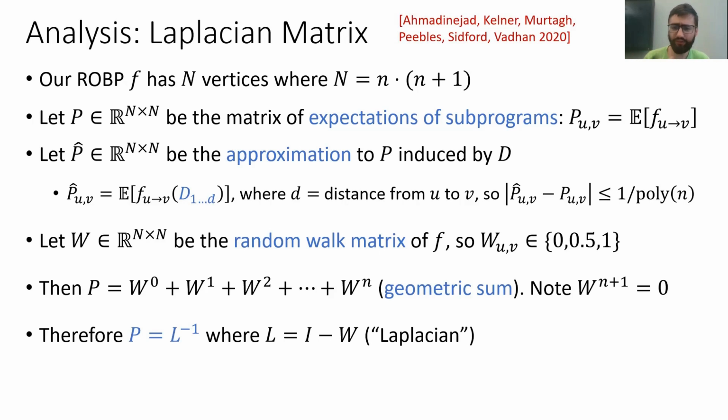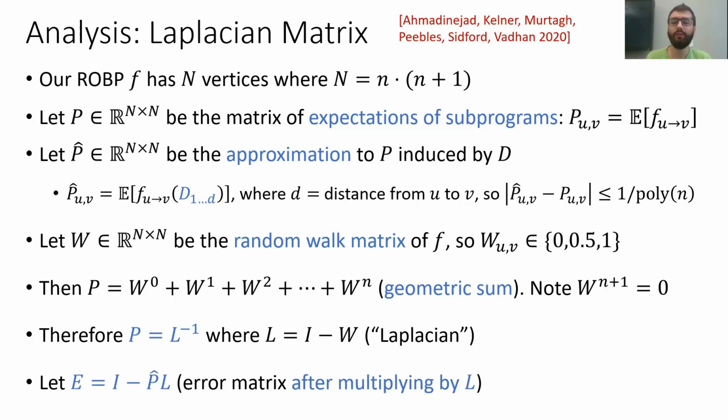Now, this is a very neat observation, and for today's purposes, the reason that it's useful is that this suggests an alternative way of quantifying the error of our approximation matrix, P hat. The simplest thing to do is just look at the entry-wise error. Entry-wise, P hat is close to P to within inverse polynomial error. But now that we know that P is the inverse of the Laplacian matrix, that motivates us to look at the errors after multiplying by the Laplacian matrix. So we define E, our error matrix, to be the identity minus P hat times the Laplacian.